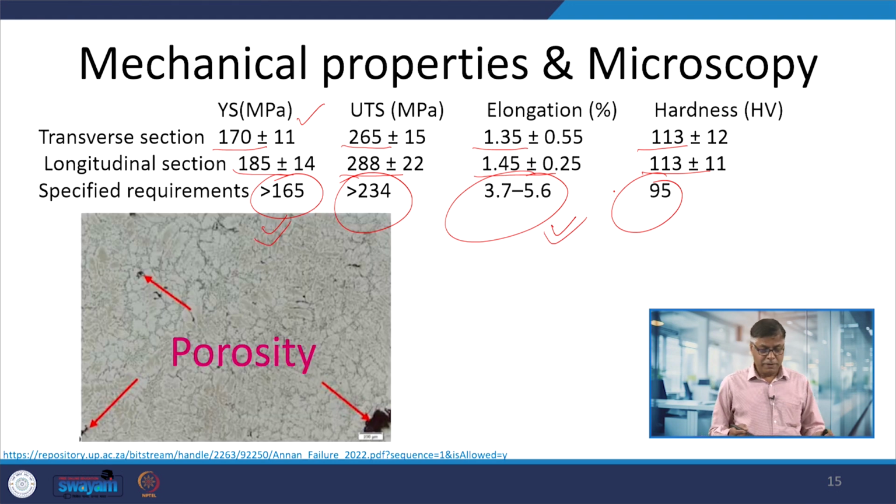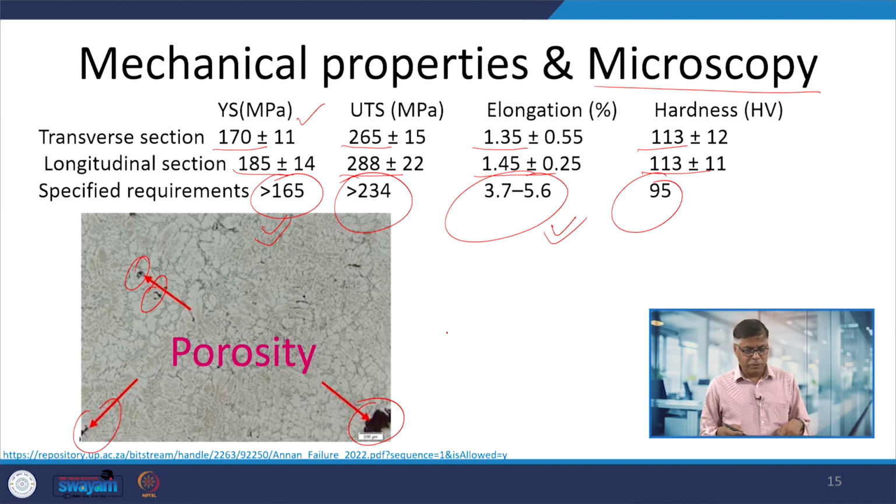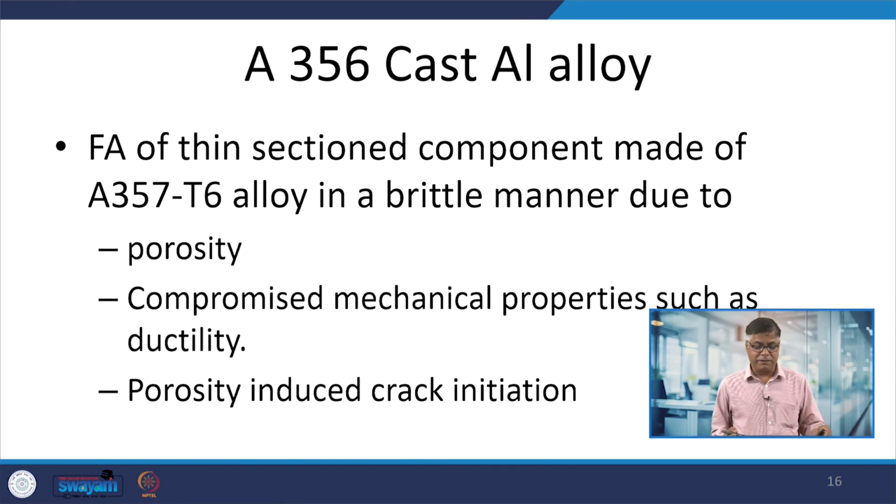So, the study was carried out to see why, despite a reasonably good combination of tensile strength and hardness, it failed in a very brittle manner. What was observed is that it had a lot of discontinuities in the form of pores. These interdendritic pores were the main reason behind the cracking tendency of the alloy. So, the thin section component made of this alloy failed in a very brittle manner, primarily due to porosity, which compromised the mechanical properties, especially ductility, and porosity induced the crack initiation.